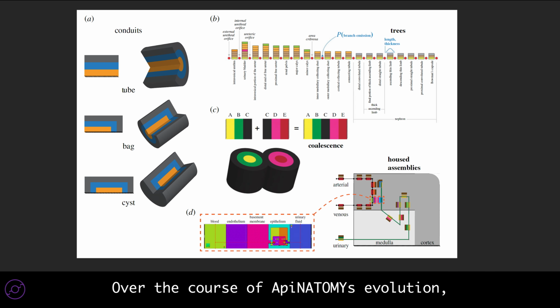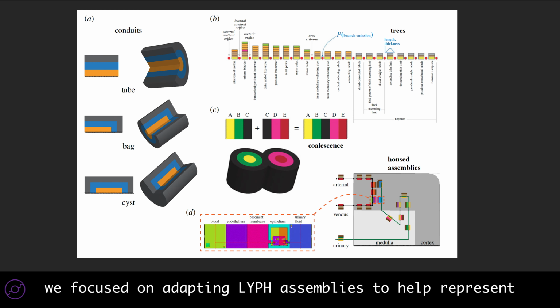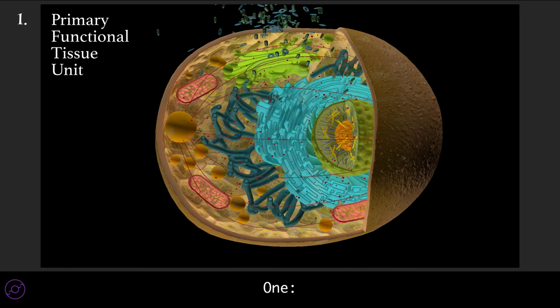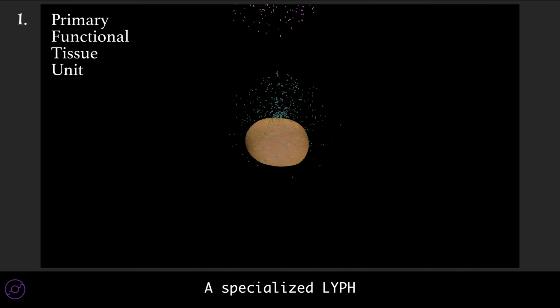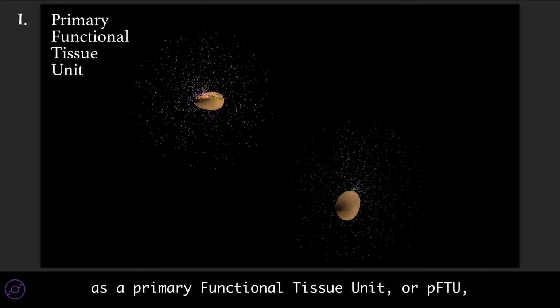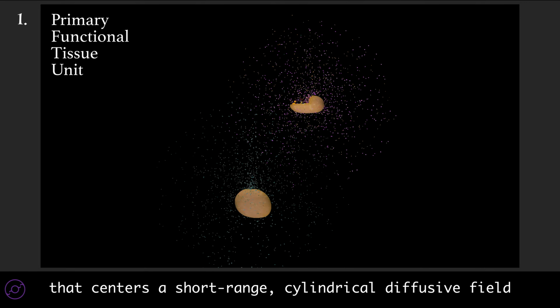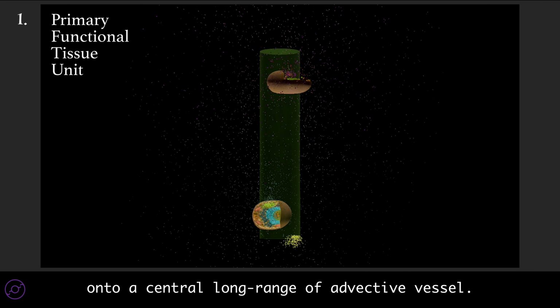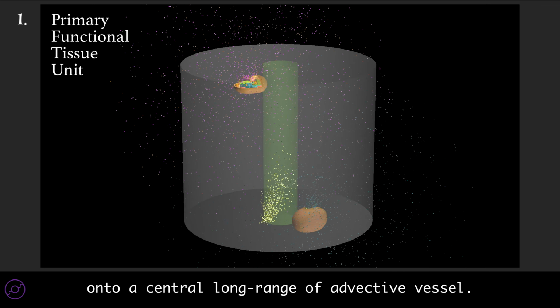Over the course of ApiNATOMY's evolution, we focused on adapting lyph assemblies to help represent 4 key constructs in physiology. 1. A specialized lyph as a primary functional tissue unit, or PFTU, that centers a short-range cylindrical diffusive field to a central long-range advective vessel.